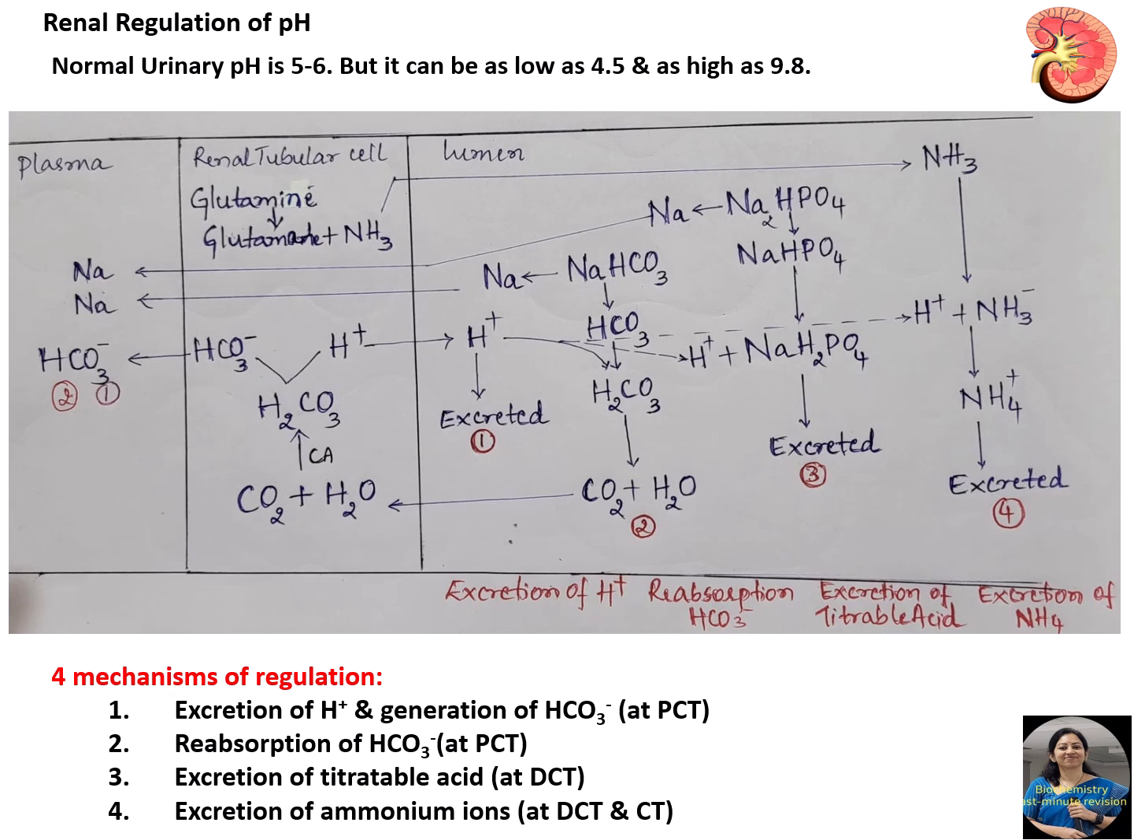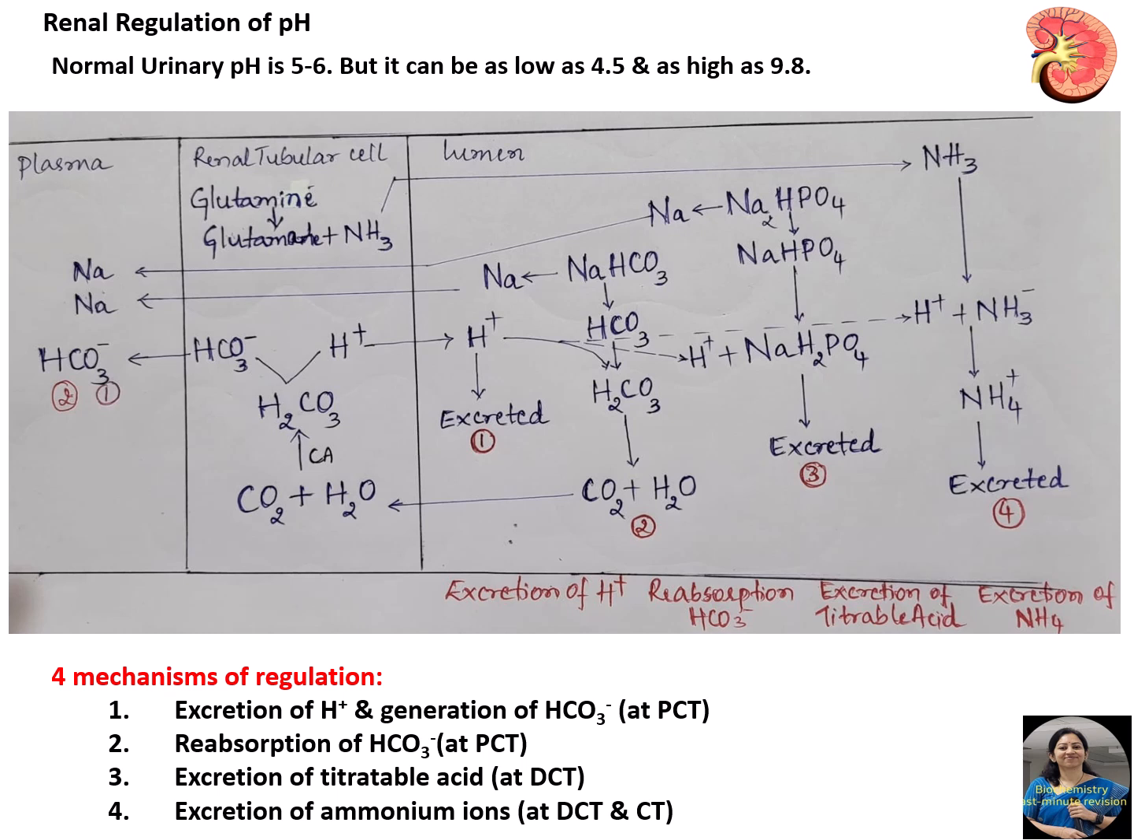The last one is excretion of ammonium ion at DCT and collecting tubule. So glutamine is acted upon by glutaminase enzyme at the level of DCT and collecting tubule to form glutamate and ammonia. This ammonia is released into the lumen, and this combines with the H plus ion that is secreted into the lumen and forms ammonium ion, and this gets excreted.